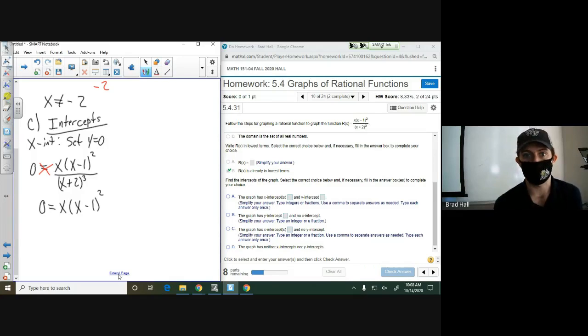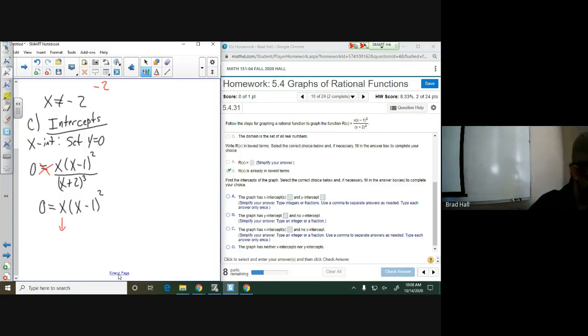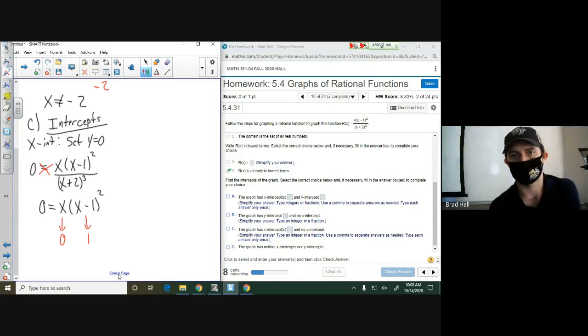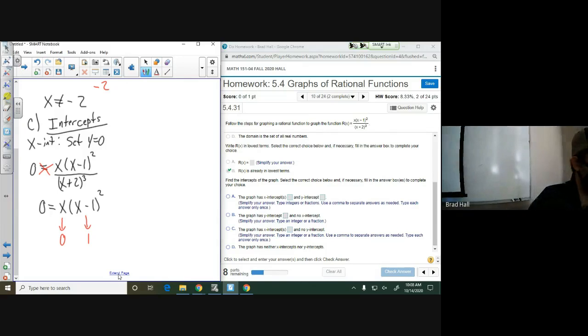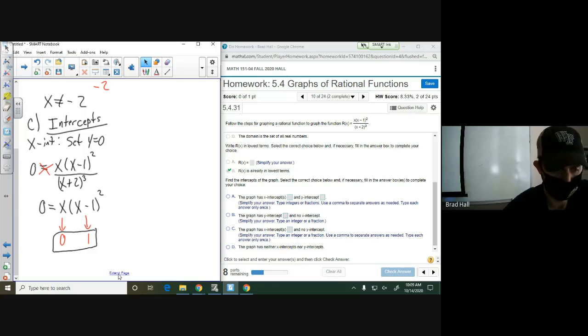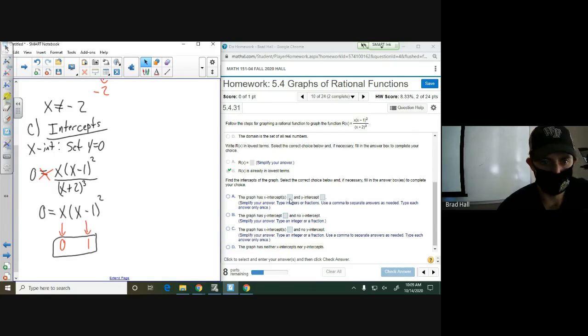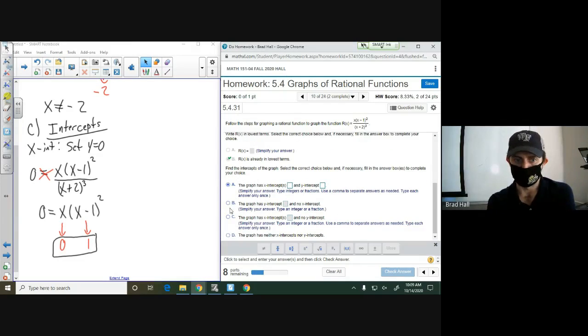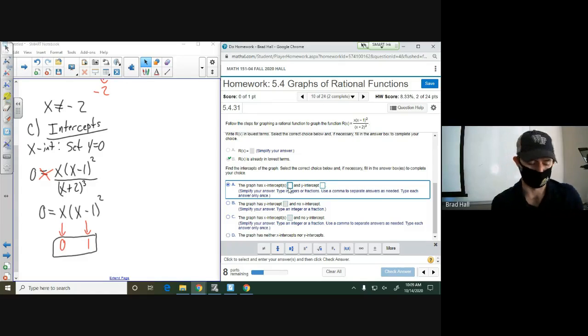And so now we have a factored form equal to 0, which means each factor will give us a solution. So actually we get 2 x-intercepts. These are the 2 x-intercepts, 0 and 1. And out of answer choices A, B, C, and D, I'm going to choose A because I anticipate we will also have a y-intercept that we'll fill in momentarily.